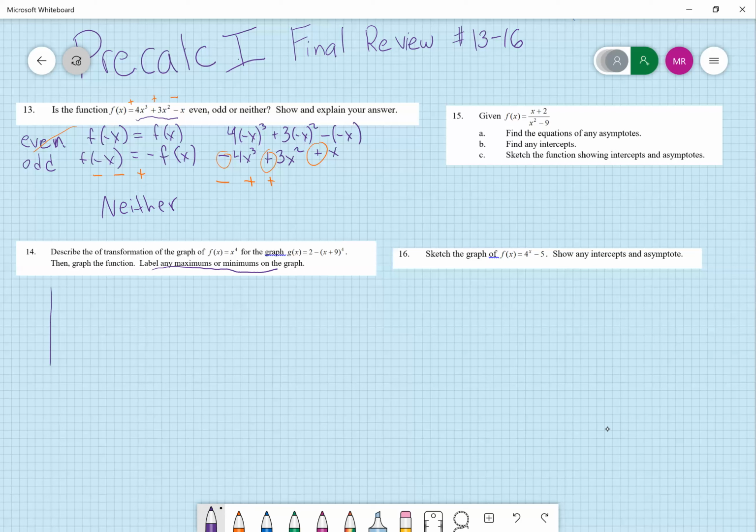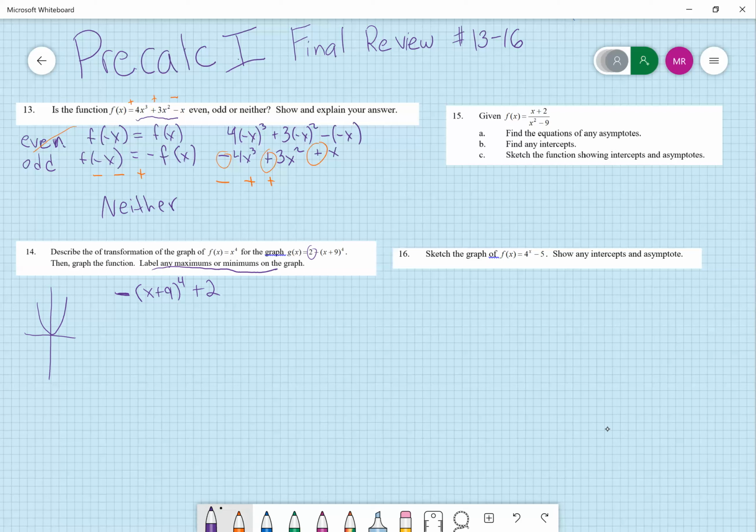Our x to the fourth looks a lot like our x squared, so we're just going to draw it like that, just as a reminder of what the parent function is. And I'm going to rewrite this so it's a little bit more what we're used to seeing. The negative stays, so it's negative x plus 9 to the fourth. This 2 up front, I'm going to put plus 2. You don't have to do this. This is just what we're used to seeing, so it's a little bit more familiar.